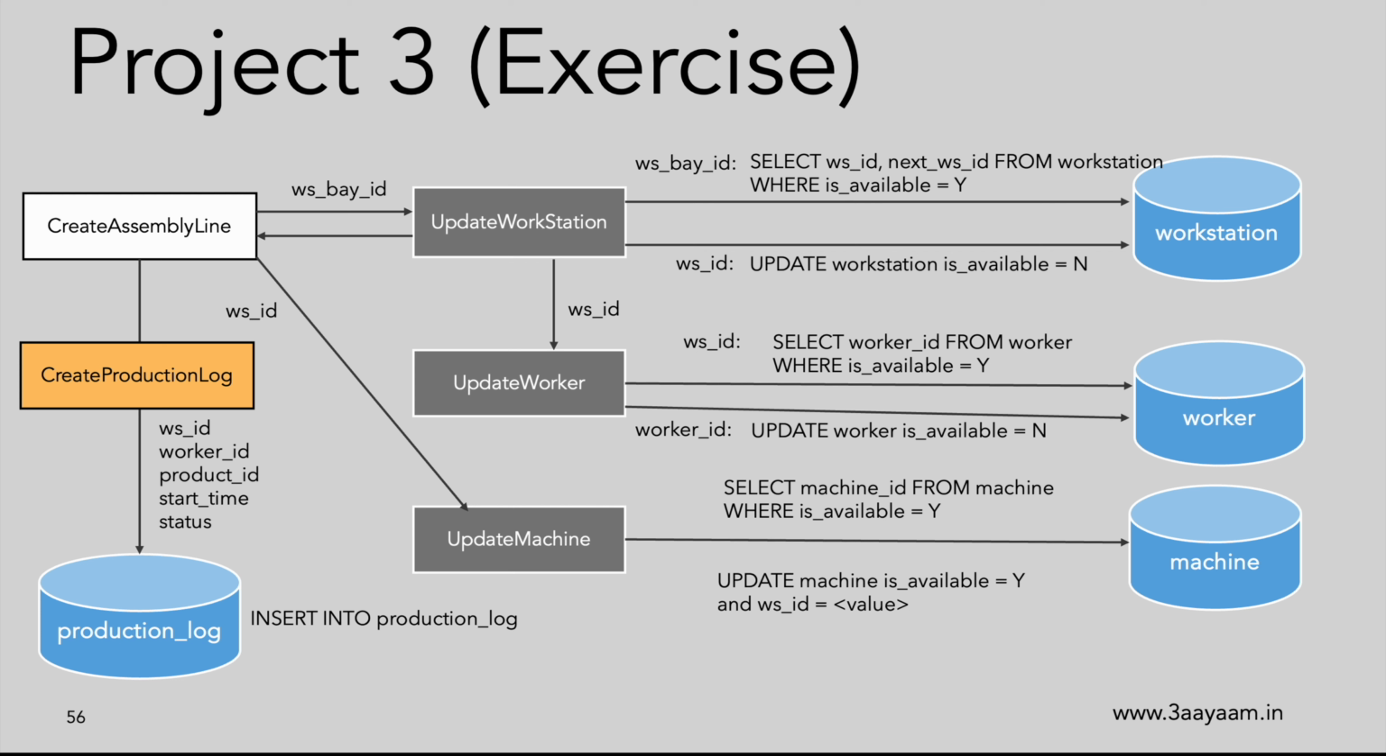The first one would be that instead of updating the production log directly from the create assembly line API, we'll create a new function or a new API called create production log or update production log, whatever you might want to name it. And the create assembly line API would call this create production log API, which will update the production log table. So create assembly line will not update any database table for that matter. This is the first exercise that you have to do.